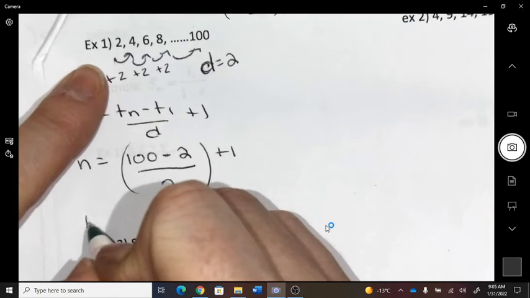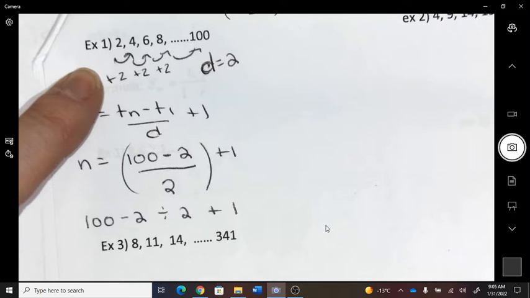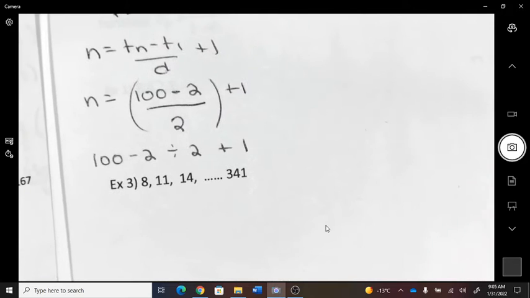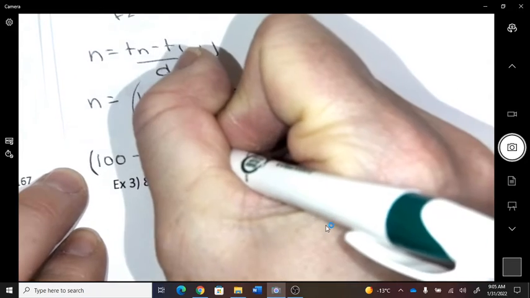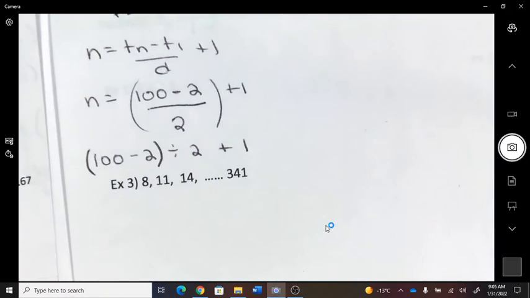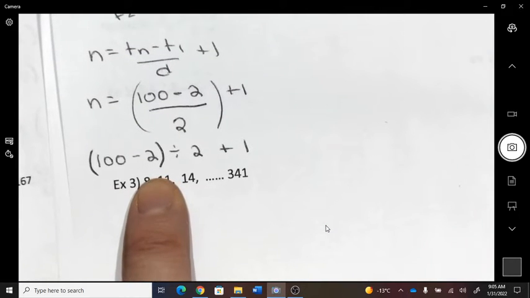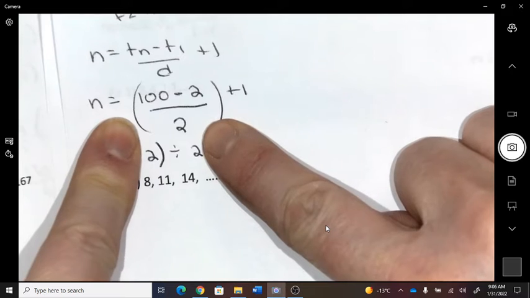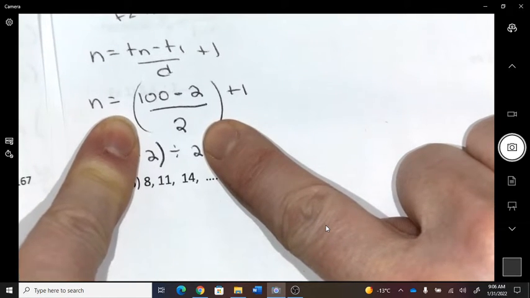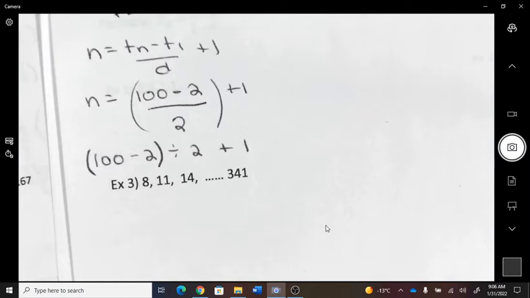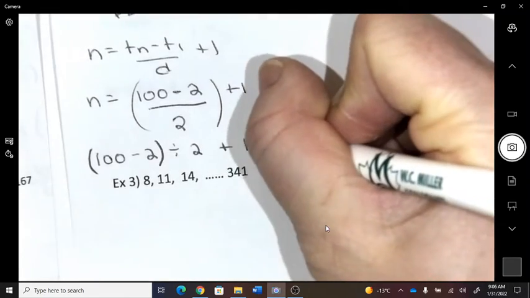So if you're planning to type this in your calculator, this is going to go badly for you. Why is that going to go bad? Because I have to do that. Okay, do you understand why brackets would have to be on that? Because otherwise, if I didn't have brackets, it would have just done a 2 divided by 2 because of the order. So 100 minus 2 in a bracket or an equals divided by 2 and then plus 1.